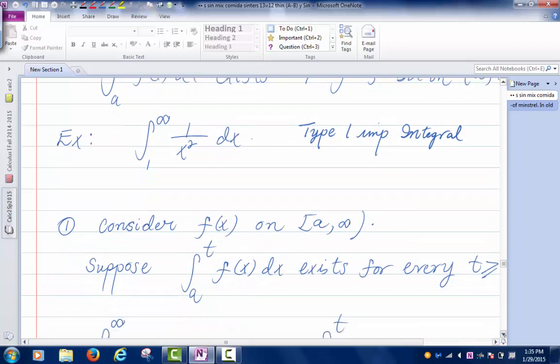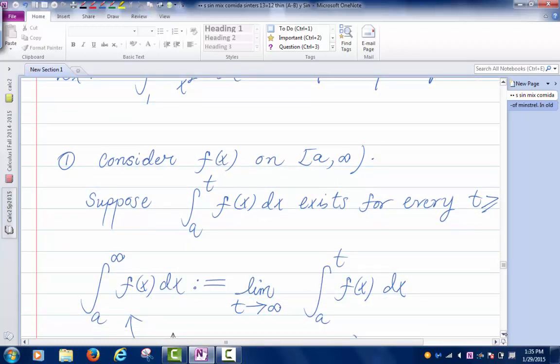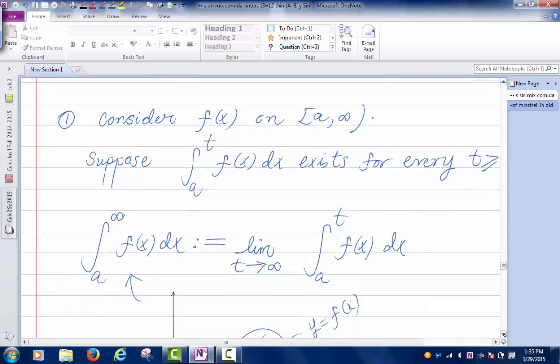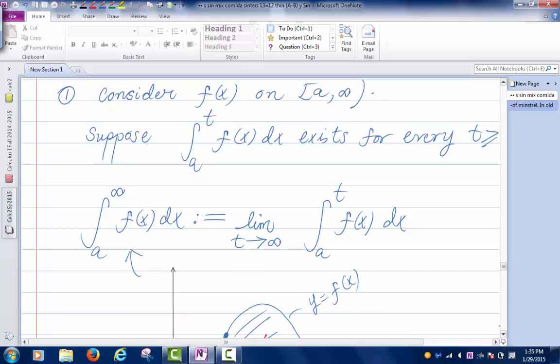So how do I define the integral over an infinite interval like this? Well, let's suppose that I have a function f defined over an interval from a to infinity. And let's assume that the integral from a to t of f of x dx is defined for any t bigger than a. For any fixed t bigger than a, the integral from a to t of f is defined. That is, it is the integral over a finite interval, and the definition is the limit of the Riemann sum. Suppose any integral from a to t exists, and so what would be the definition of the integral from a to infinity?